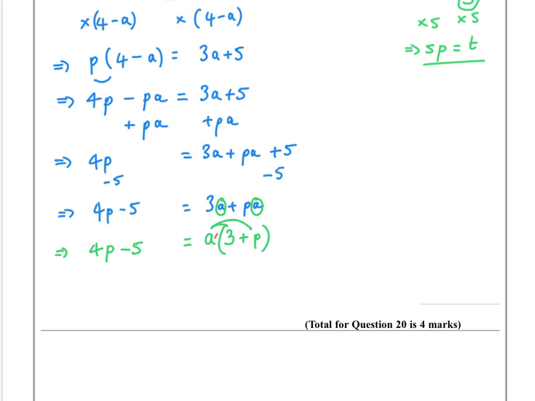And then because this is multiplicative, i.e. they're timesing each other, you just divide by 3 plus p and do the same to this side because it's an equation, and you'd be left with 4p minus 5 all over, and I'm going to just switch these around, p plus 3 equals a. So that's one way of doing it.